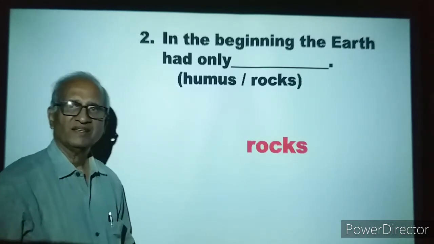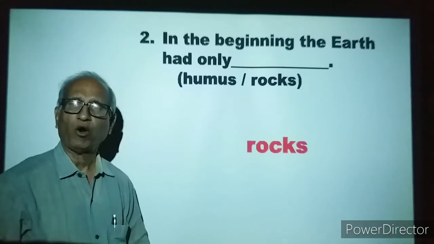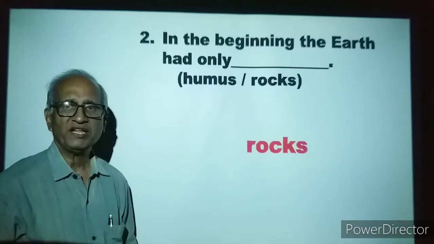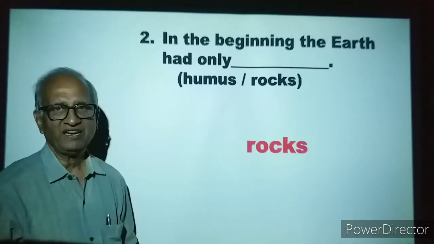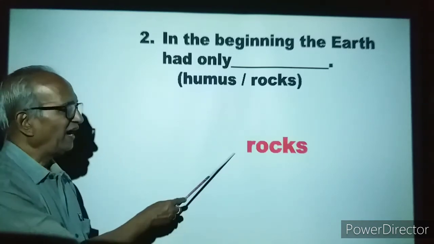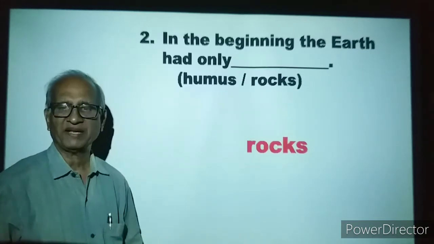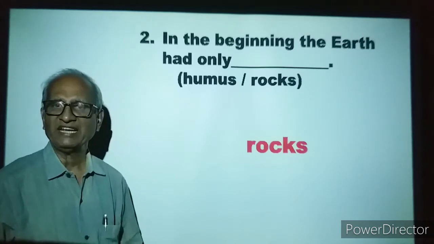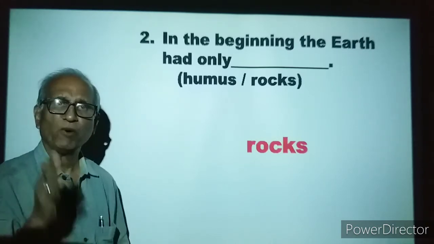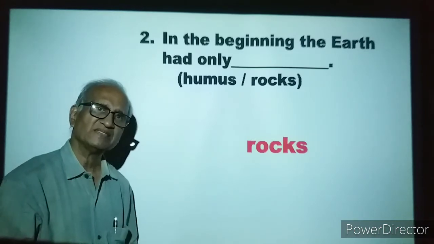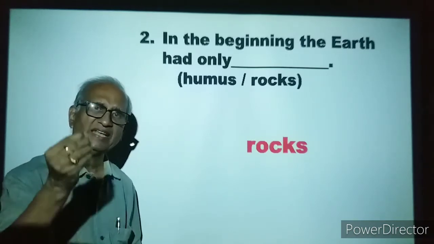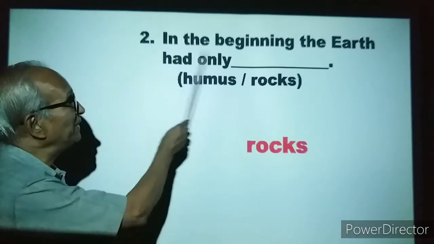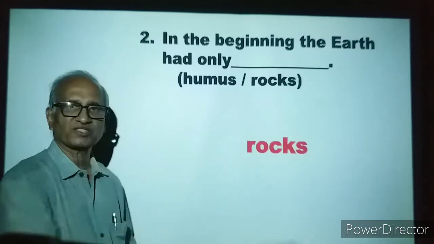Humus is the material that got formed due to the rotting of dead bodies of animals and plants. Earth was full of rocks in the beginning. Those rocks started getting broken into smaller pieces, still smaller pieces, and ultimately very tiny pieces, sand, and then soil got formed. So in the beginning the earth had only rocks.